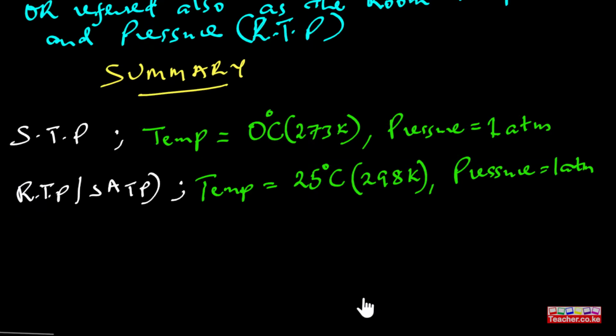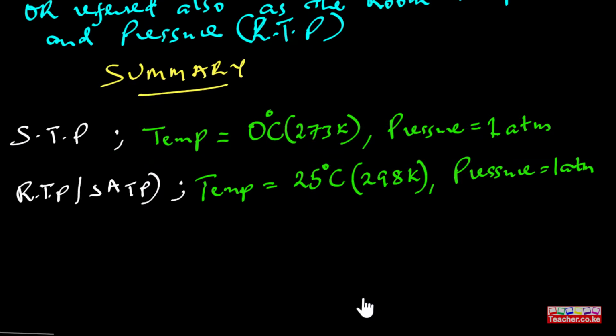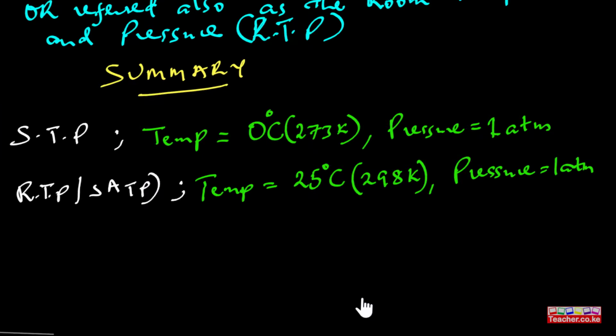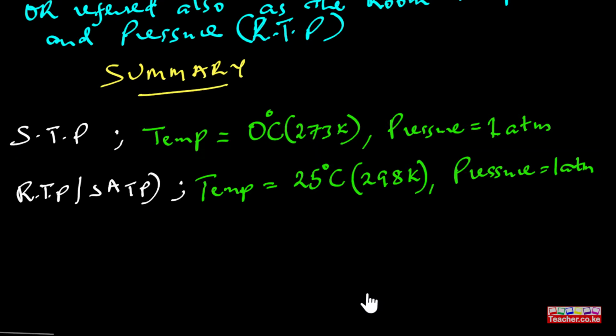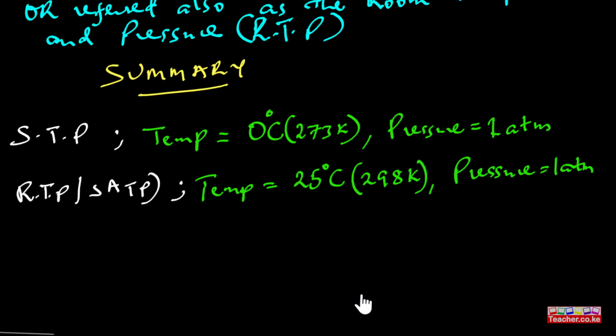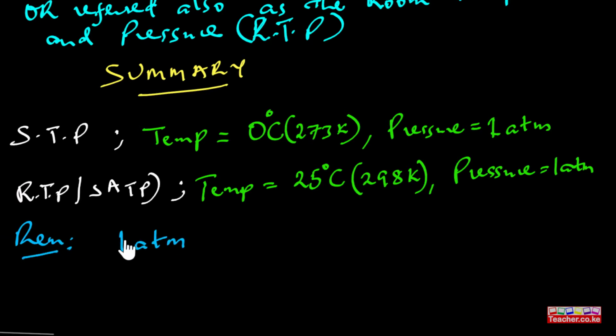Don't confuse it with the standard temperature and pressure, which is temperature 0 degrees Celsius or 273 Kelvin and pressure 1 atmosphere. The RTP is simply temperature 25 degrees Celsius or approximately 298 Kelvin and pressure 1 atmosphere. So take note of these values, as we will be using them in many calculations.